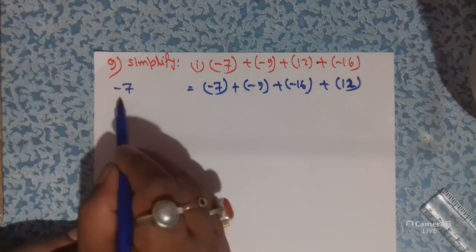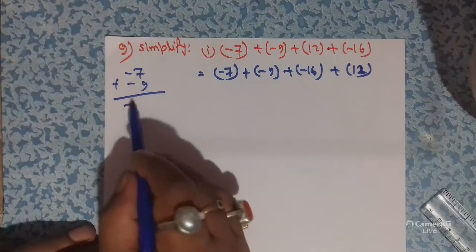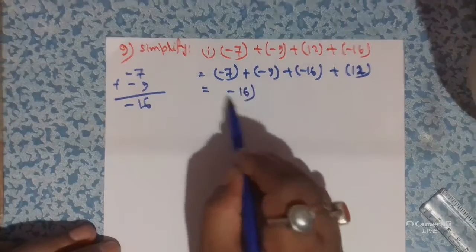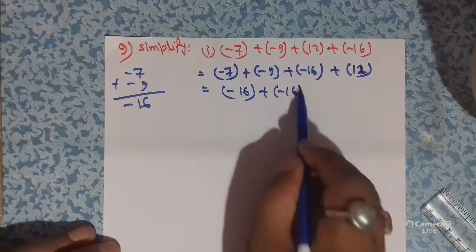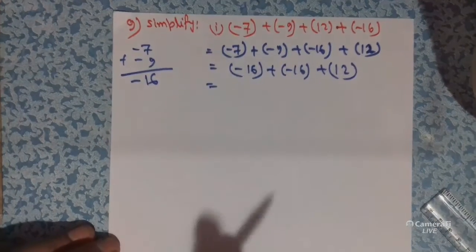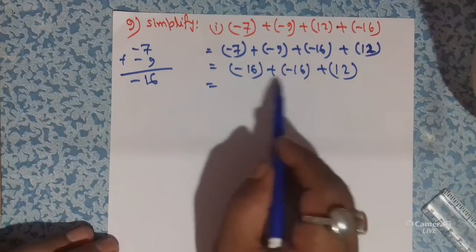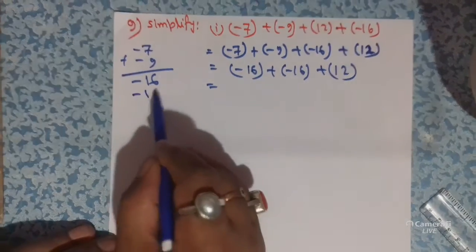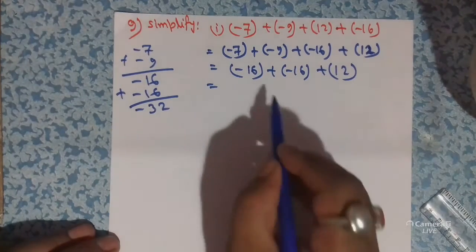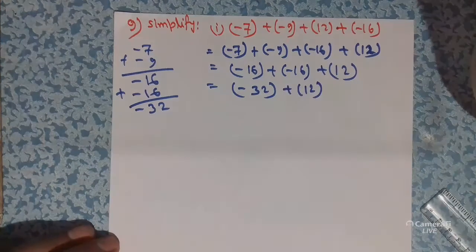So minus 7 and minus 9, obviously it will be minus 16. So it is minus 16 plus of minus 16 plus of 12. Clear, students? Again we have to add these minus 16 and minus 16 because both are negative integers. So minus 16 and minus 16 again we have to add. So it will be minus 32. So minus 32 and plus of 12.